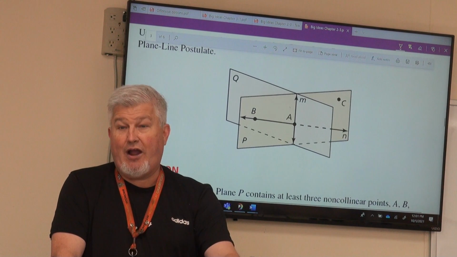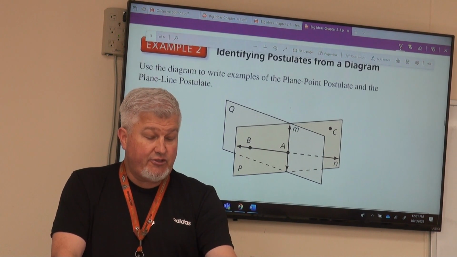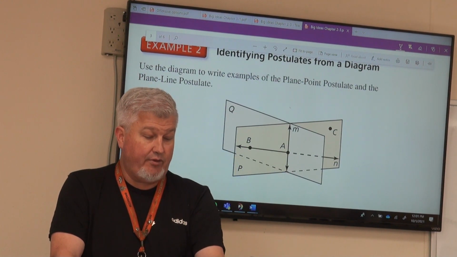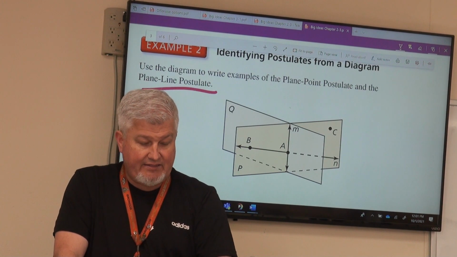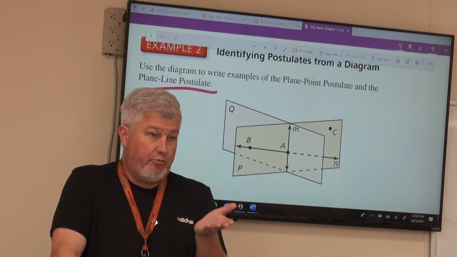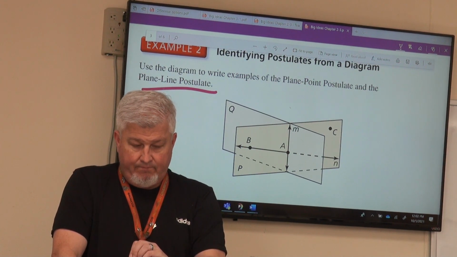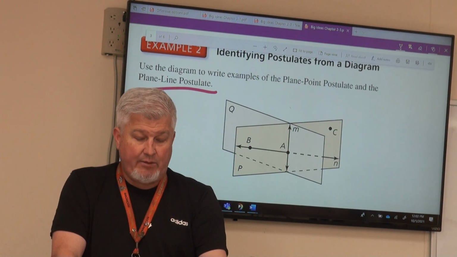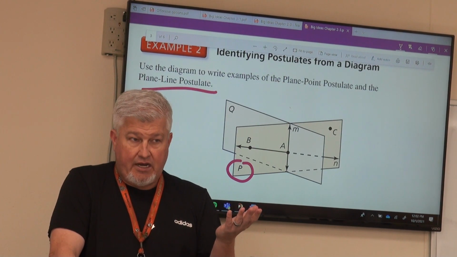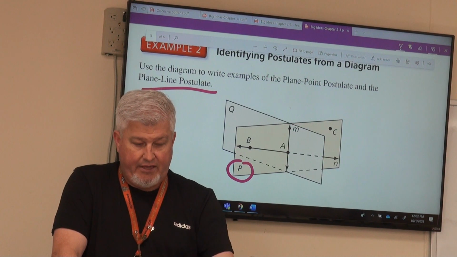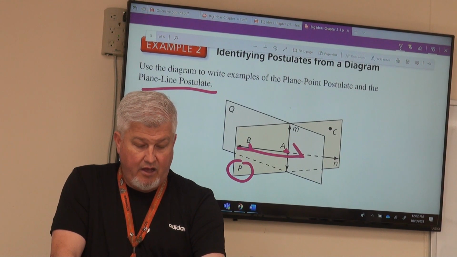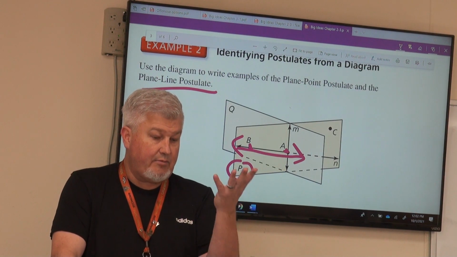All right, this is going to require me to retract what I said earlier. This one asked for the plane line postulate. I gave you the plane intersection postulate. The plane line postulate states that if 2 points exist on a plane, then the line that connects those 2 points also exists on that plane. In this example we have plane P. It has 2 points on it. What are those 2 points we can connect with a line? A and B, right? Points A and B exist on that plane, thus the line AB also exists on plane P. That's the plane line postulate.